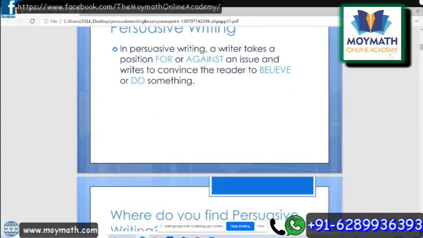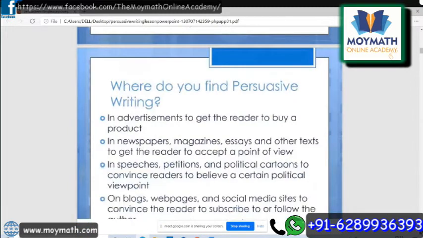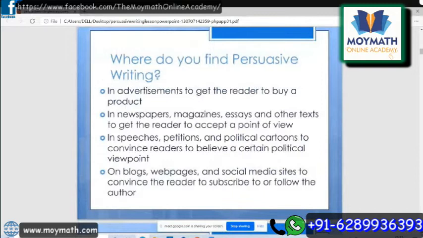Okay. Now, where do you find persuasive writing? This is another question. First, the question is what is the purpose of persuasive writing? And now comes where do you find persuasive writing? Can you read it out?